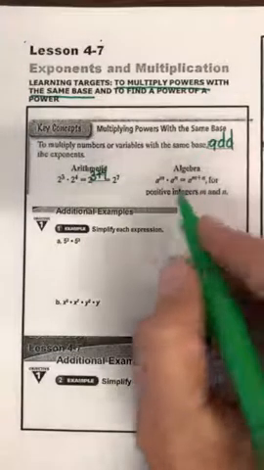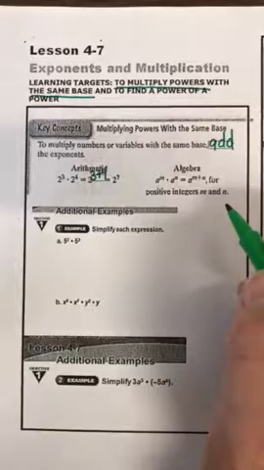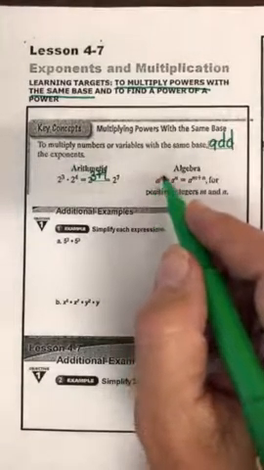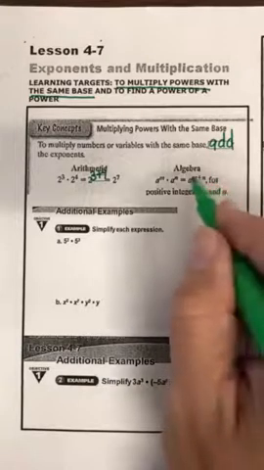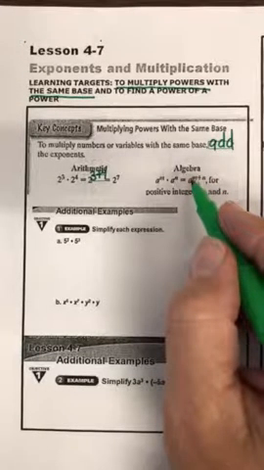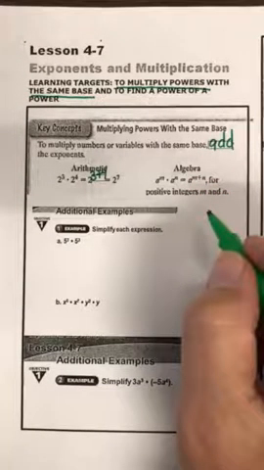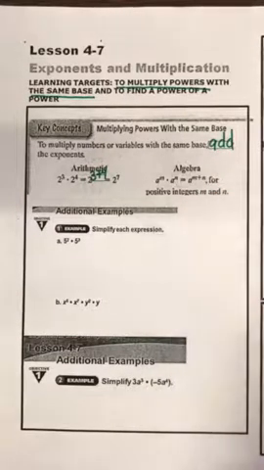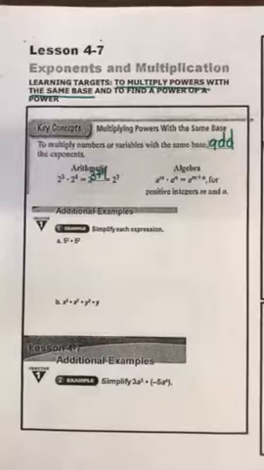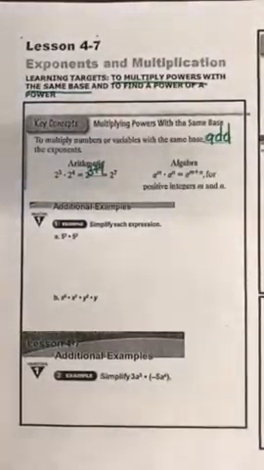To show you in algebra, that means you're just using letters instead of numbers to explain it. If you have a to the m times a to the n, a is your common base. So you're going to add those exponents. So a to the m plus n, which just gives you a to the m plus n. Okay, but let's do this with numbers. Makes a little bit more sense for you. All right, here we go.